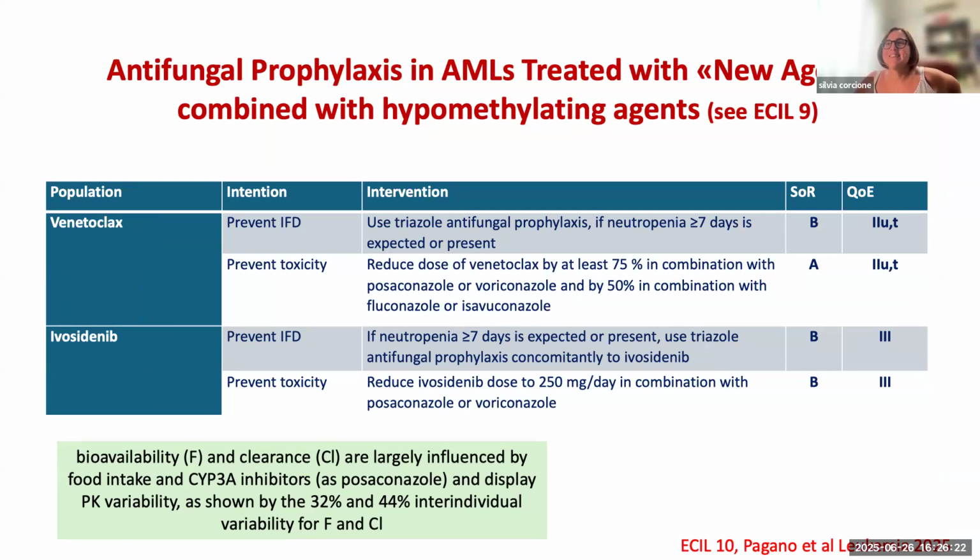Another interesting setting is the new agents that hematologists usually use for acute myeloid leukemia, and as infectious disease consultants, we often see patients treated with these drugs, in which the use of triazole antifungal prophylaxis is recommended. For example, for patients treated with venetoclax for acute myeloid leukemia, the recommendation is a little bit lower, it's B2, but the use of triazole antifungal prophylaxis is recommended if neutropenia is more than 7 days.